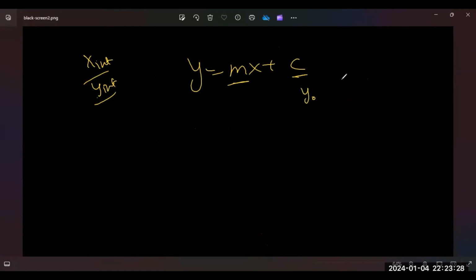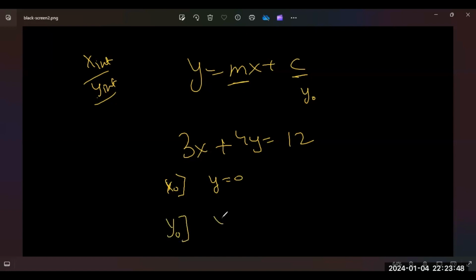Let's talk about how to find the x-intercept or y-intercept of a line. Given the form y equals mx plus c, you know what is m, the slope, and you know what is c, the y-intercept, called y naught. How do we find it? When given an equation like, let's say, 3x plus 4y equals 12, if you want to find the x and y intercepts, it's quite simple. For finding the x-intercept, put y as 0 in the equation and check what happens to x. If you want to find the y-intercept, put x as 0 in the equation.